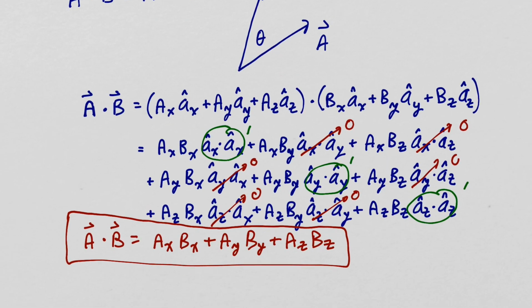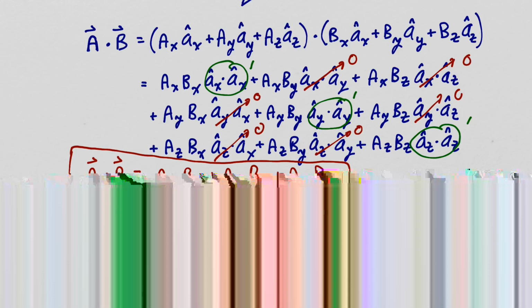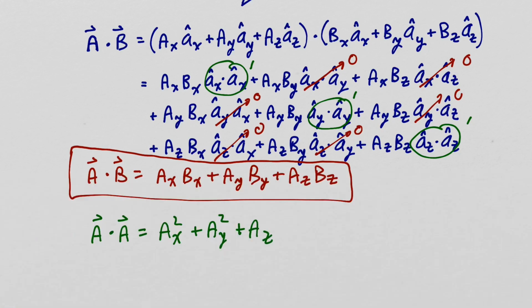If you were to take the dot product of a vector with itself, you would get a sub x squared plus a sub y squared plus a sub z squared. So that would just give you the magnitude squared of the vector. So a method for finding the magnitude of a vector is taking the square root of the dot product of the vector with itself.